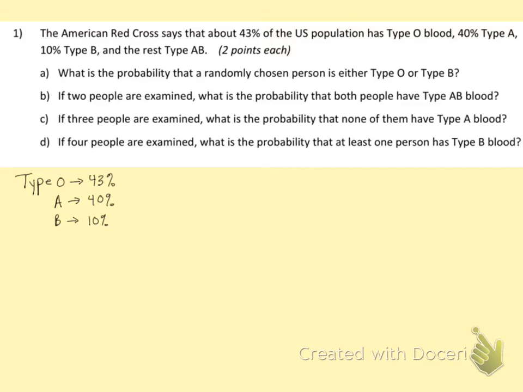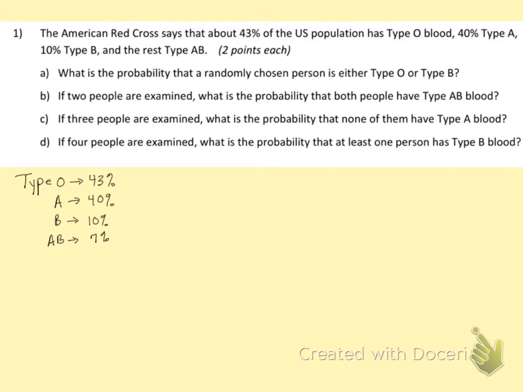It says 43% of the U.S. population is type O blood, 40% is type A, and 10% is type B. And then it says the rest is type AB. So notice here we need this to add up to 100%. So if I add these together, I've got 83% plus 10% is 93%, which means that the rest of the population that has type AB blood is 7%.